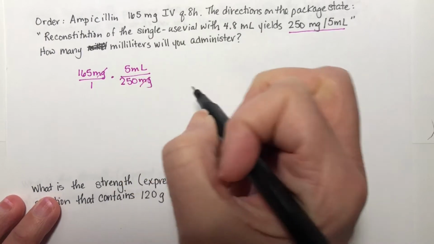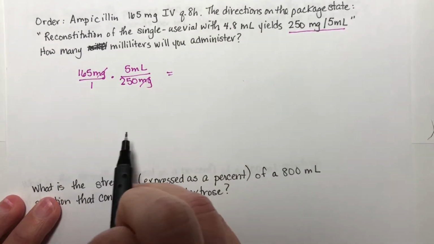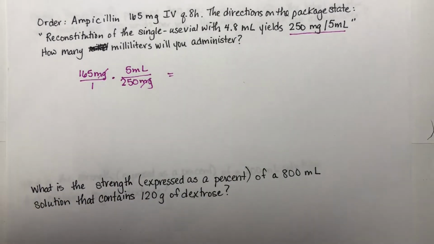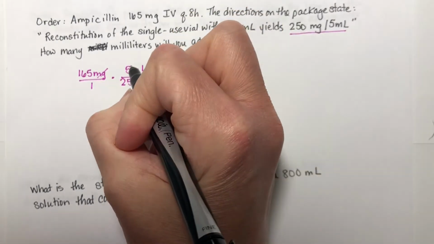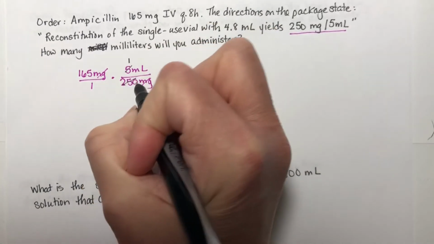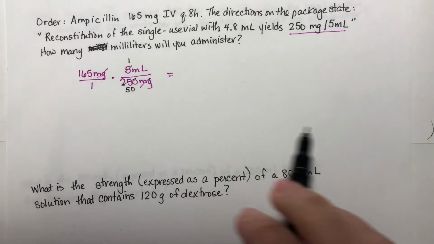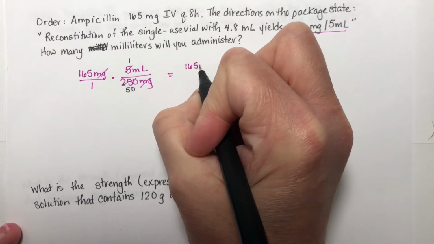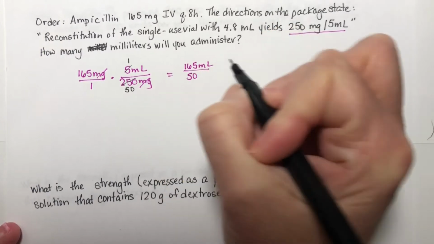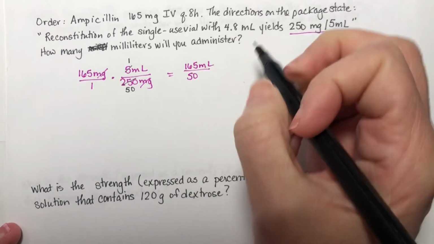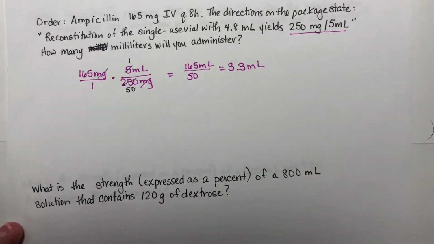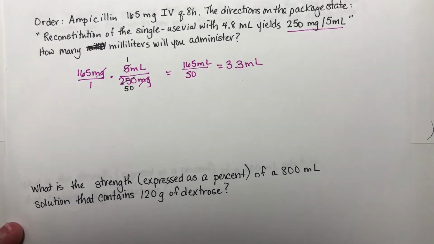The milligrams cancel out. You can either multiply straight across and then reduce it, or you can reduce it top and bottom. And when I look at this, I see that the 5 and the 125 cancel out. If I divide that by 5, I get a 1. Divide this by 5, and I get a 50. So I multiply across, and I get 165 milliliters per 50. And then I do that division, and I get 3.3 milliliters, which is your answer. You should be giving 3.3 milliliters of that drug.